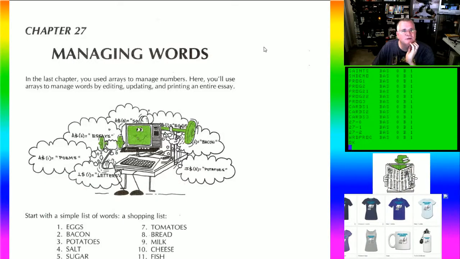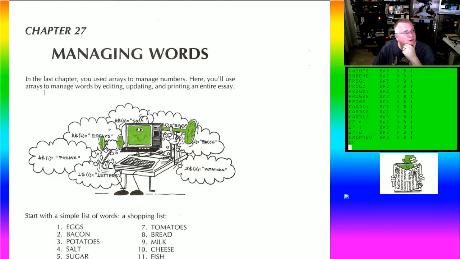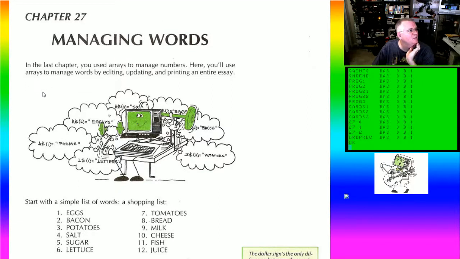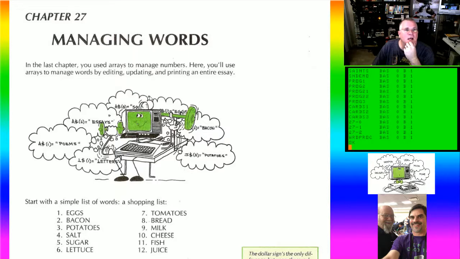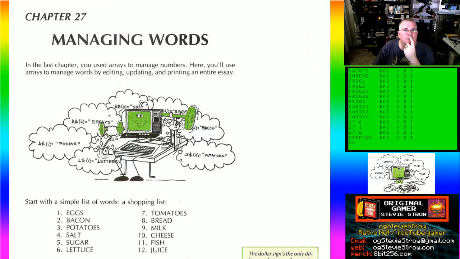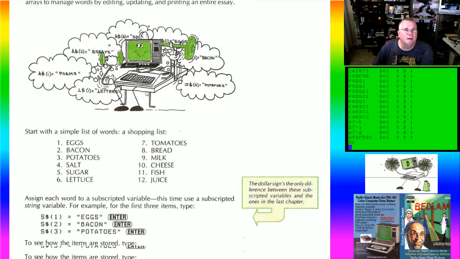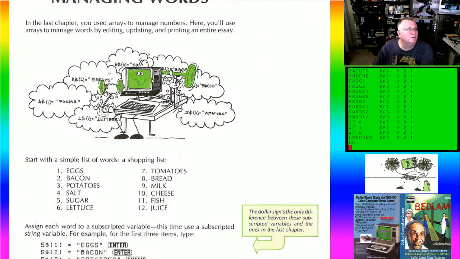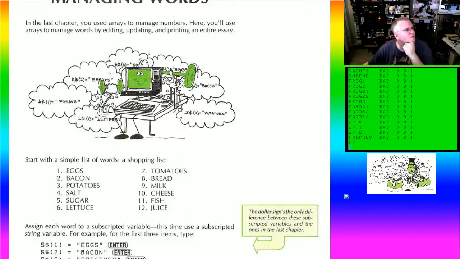So we're on to chapter 27, and chapter 27 is called Managing Words. It says here, in the last chapter, you used arrays to manage numbers. Here, you'll use arrays to manage words by editing, updating, and printing an entire essay. And I love the little pictures here. Here's the dude lifting some weights, working out, just flexing his muscles.